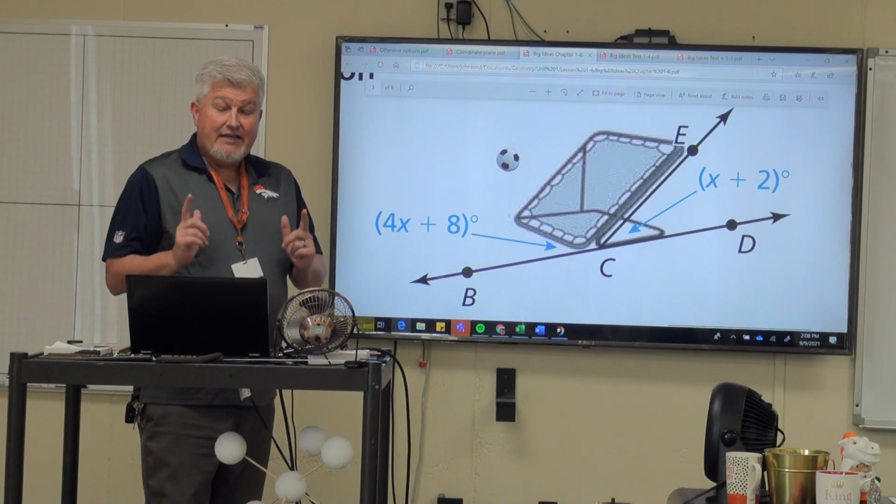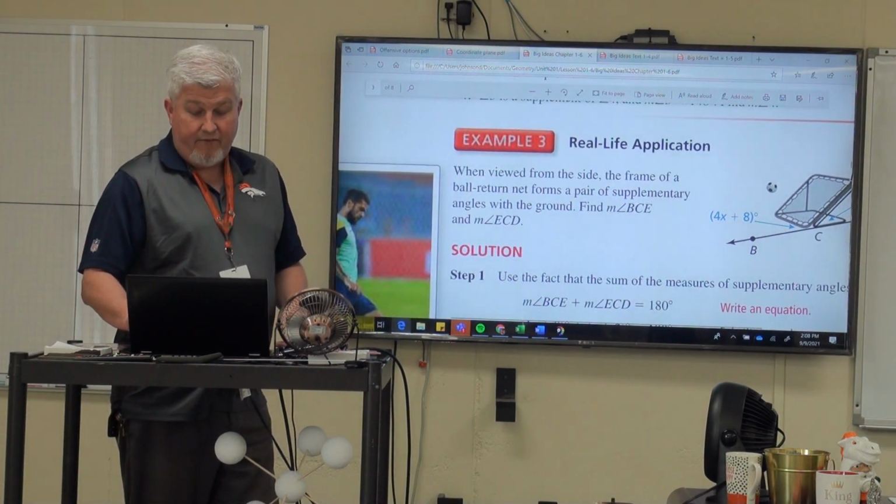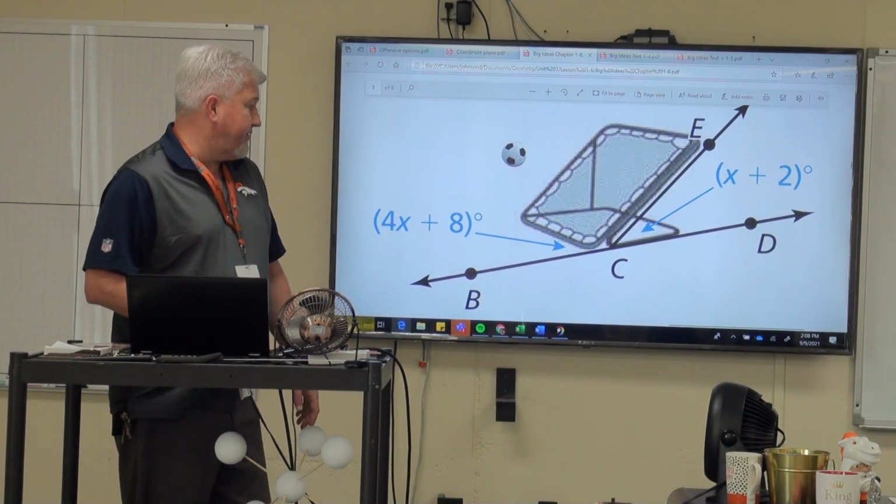All right. It said to us in this problem that this is a pair of supplementary angles. If you recall, that means 180 degrees.